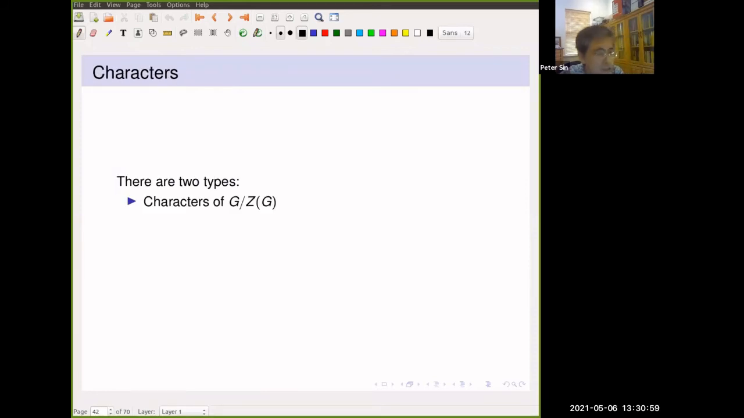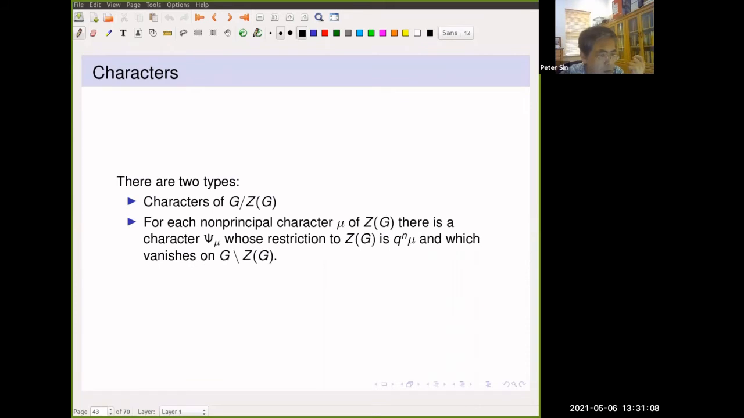Okay. Now we look at the characters. There are two types of characters. First of all, the linear characters, the characters of G mod Z. And then for each non-principal character of the center, there's a non-linear character, psi sub mu, whose restriction to the center is just q to the n times mu. So these psi sub mu's have degree q to the n, and they vanish outside the center. So very similar to the extraspecial case.